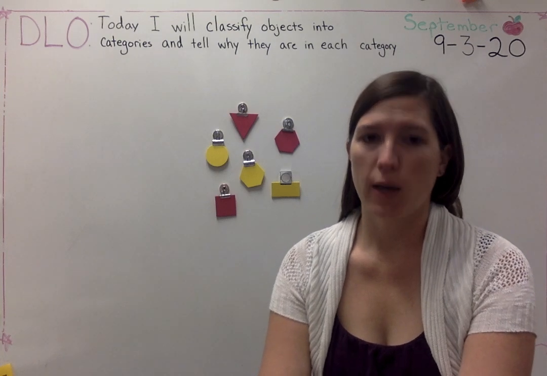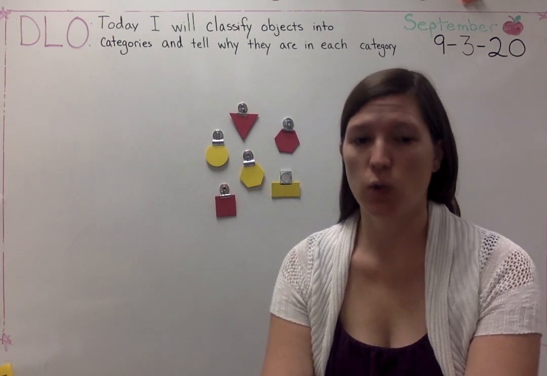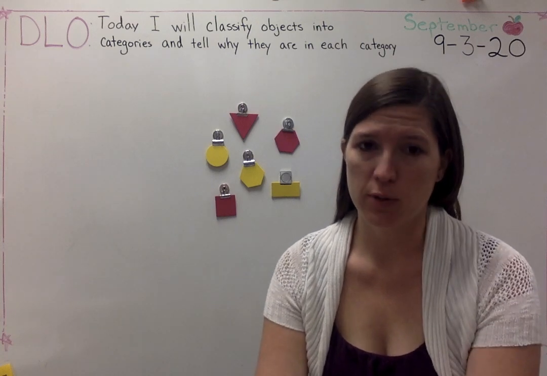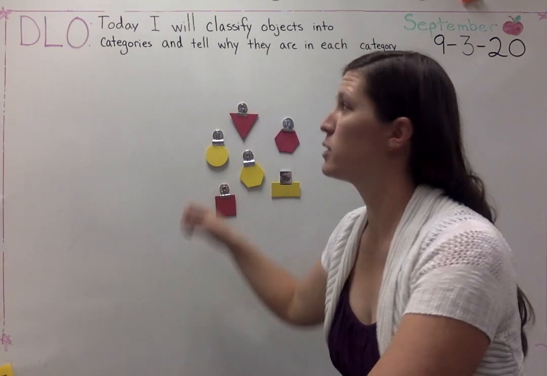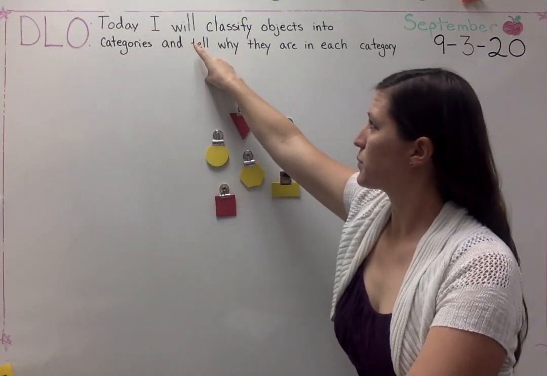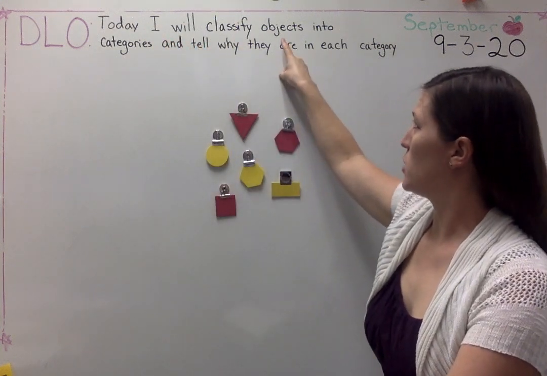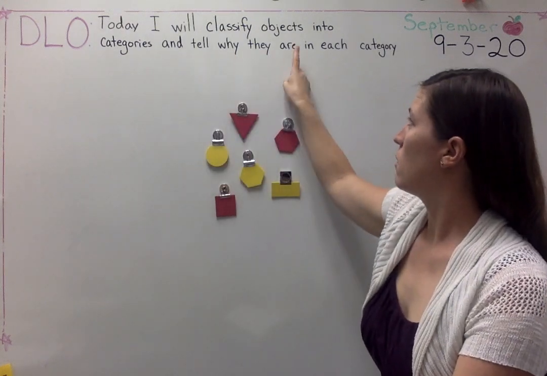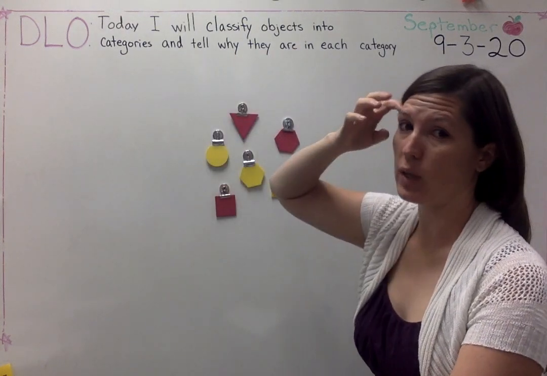We have a new math skill to learn today. So let's go over our daily learning objective and look at some different examples of what we're learning today. All right, I'll go first. Today I will classify objects into categories and tell why they are in each category. Now we'll break this down.